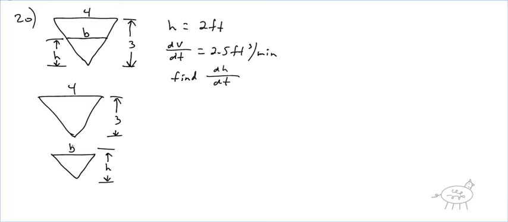Okay? And so what I can do is I can say then 3/4 for the big triangle is equal to H over B. So I got, cross multiply, 3B equals 4H. And I get B is equal to 4/3 H.